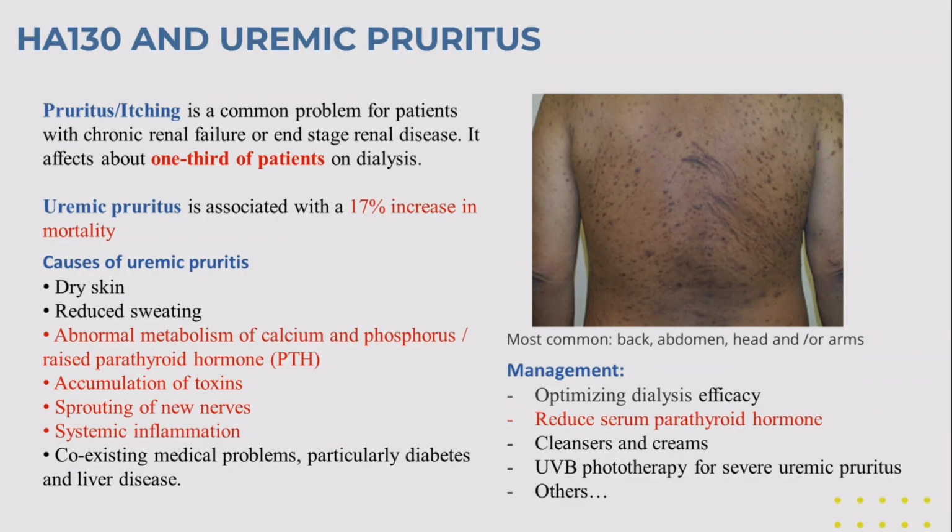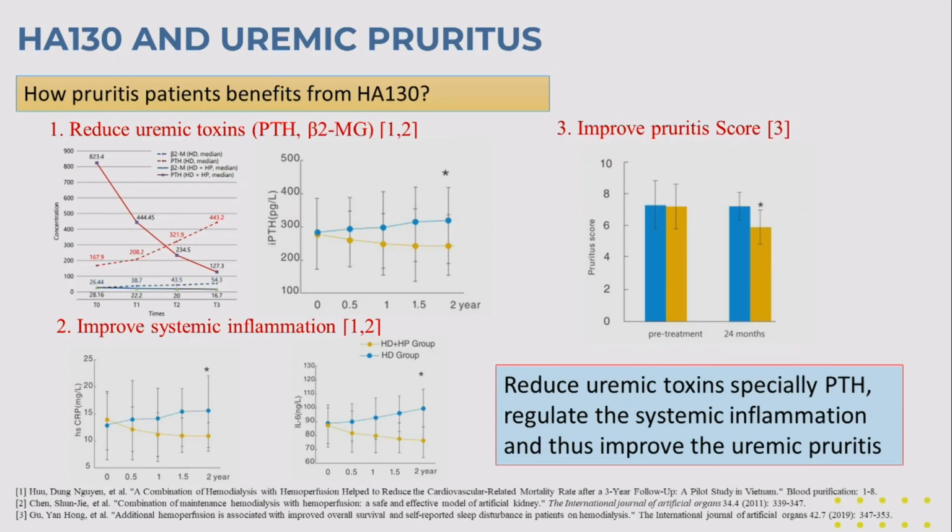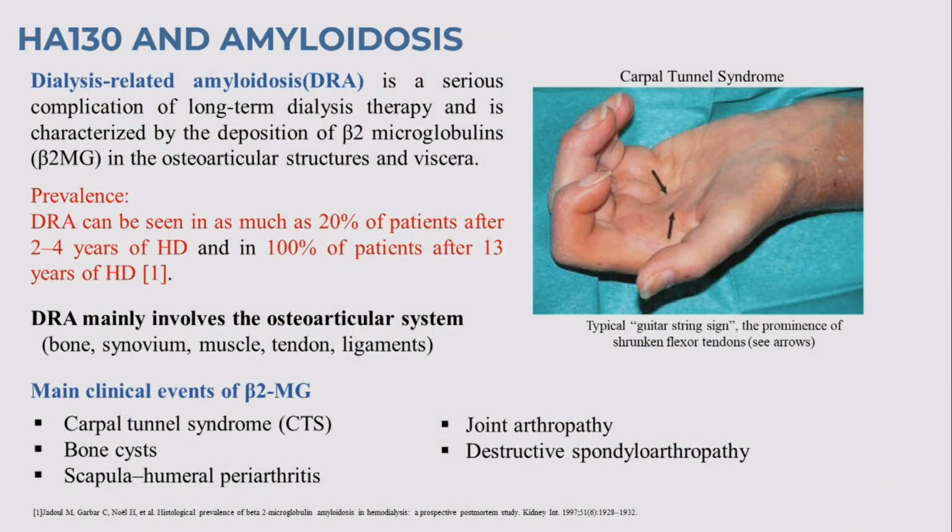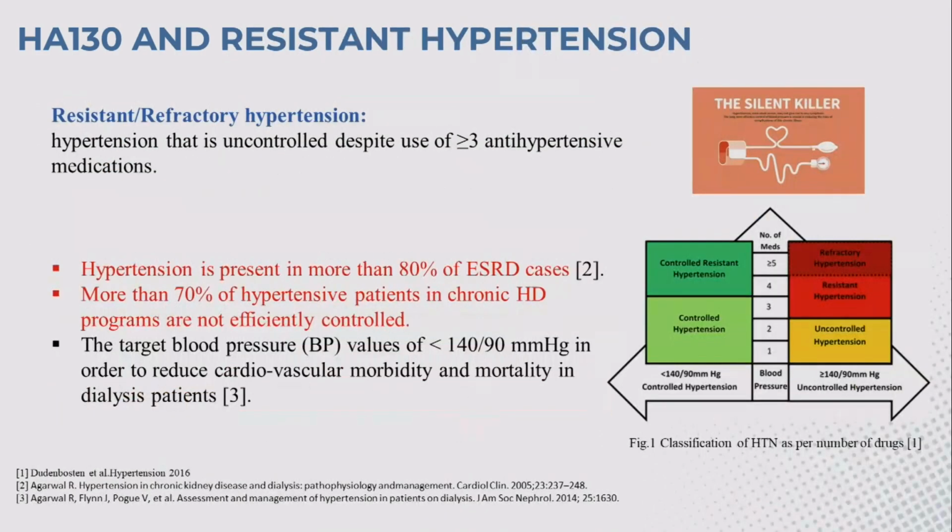So this is to be dealt with, and this is what HA130 talks about. It reduces the uremic toxins and hence reduces the pruritus. It can deal with the amyloidosis. It is the middle molecule, beta-2 microglobulin, and it can take care of it. It goes down and we usually check it. Our cutoff is 20,000. The moment our dialysis patient goes below 20,000 of beta-2 microglobulin, we offer it.